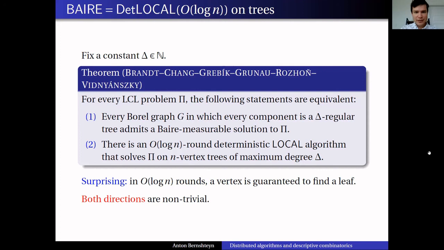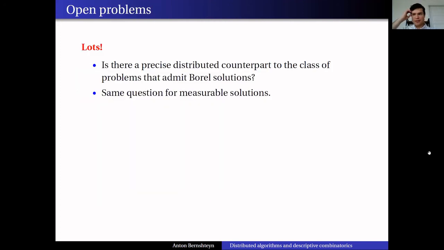Now to wrap up this talk, let me say a few words about open problems. Essentially, pretty much anything that I did not tell you about is an open problem. There are lots of open problems in the area. We're just scraping the surface of what lies there, what seems to be true of all of these connections between distributed computing and descriptive combinatorics. But here are some major problems in particular that you can ask.